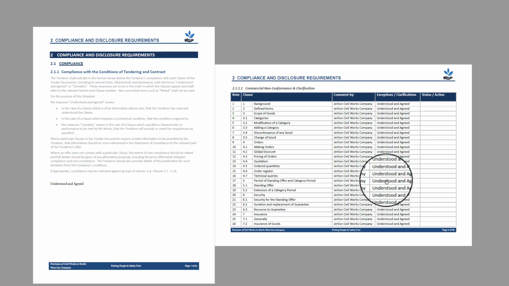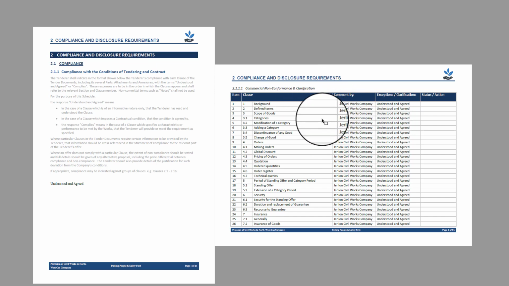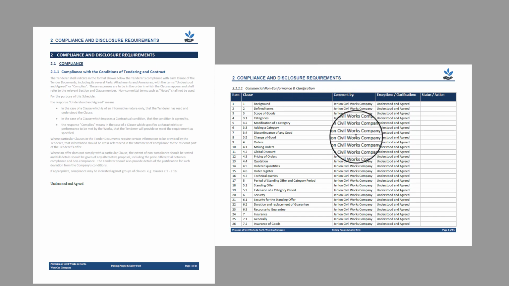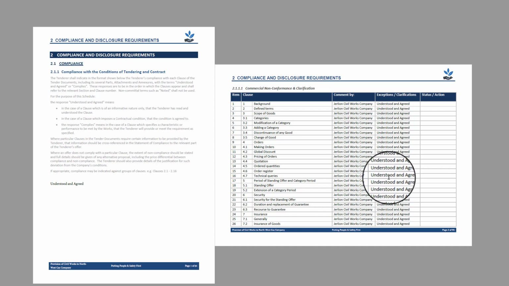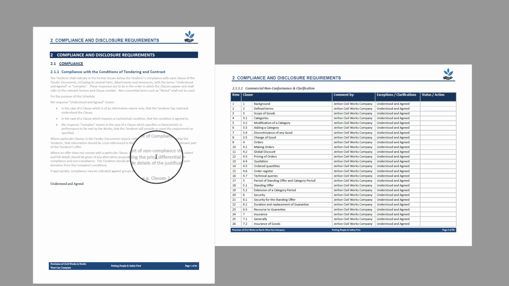The other thing that I wanted to point out is you'll often be asked to comment on the draft contract. This is how I tend to do it. The point here is a confused brain won't buy. There must be no ambiguity in what you're offering. And in this particular case, they say, where an offer does not comply with a particular clause, you need to state it.